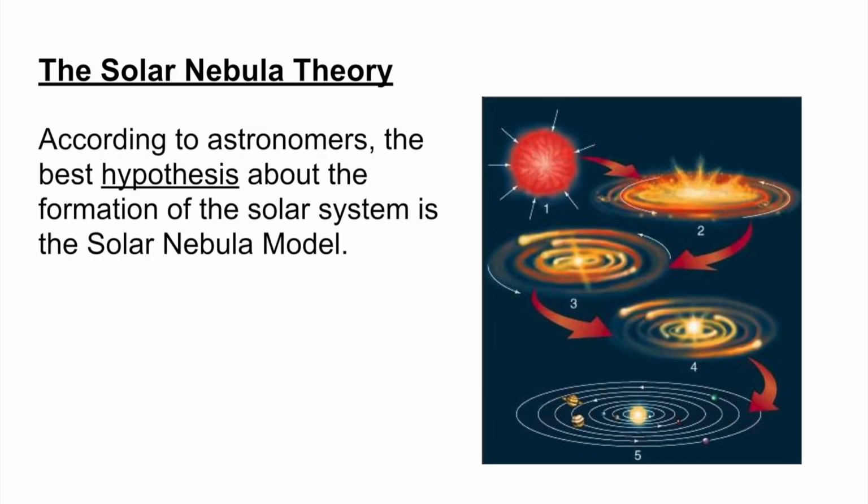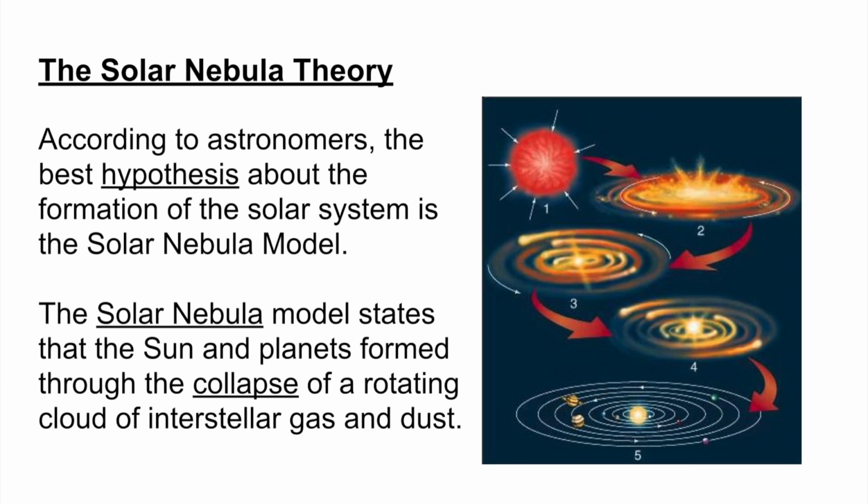Okay, so the solar nebula theory. This is the current accepted explanation for how the solar system was formed. When we did our first Explorer, we looked at 5 different theories that were proven wrong, but the solar nebula theory is currently the best hypothesis about how the solar system actually formed.